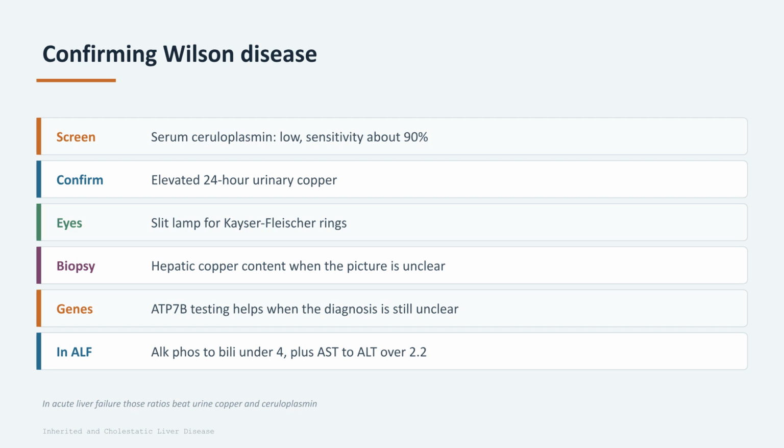If the picture is still unclear, a liver biopsy measures hepatic copper content, and genetic testing for ATP7B can settle it. Now the special case. In acute liver failure, an alkaline phosphatase to bilirubin ratio under 4, plus an AST to ALT ratio above 2.2, performs better than either urine copper or ceruloplasmin.